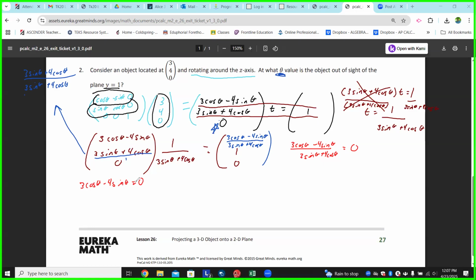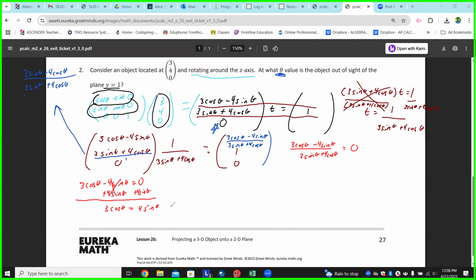All right. So here we go. I'm going to add this 4 sine theta over to solve it, mainly because I don't want to have to deal with negatives. Then that would give me 3 cosine theta equals 4 sine theta. We still go with this? All I did was just add that 4 sine over because I didn't want to deal with negatives.